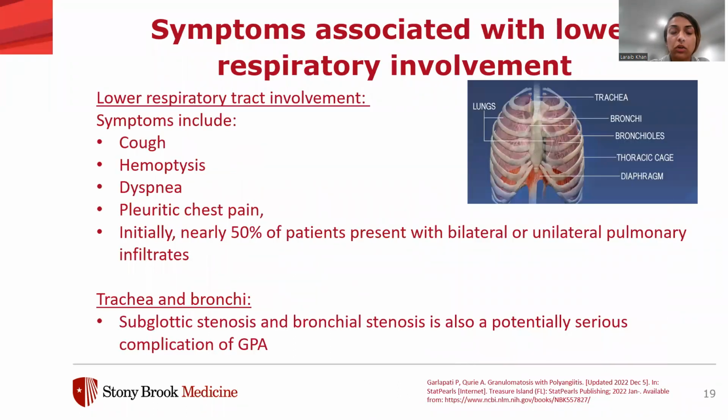So just going along with more of the respiratory tract involvement, now I'm talking about the lower respiratory tract involvement. Some symptoms that a person would have with this would be dyspnea, cough, and nearly 50% of patients present with bilateral or unilateral pulmonary infiltrates. And then, like I mentioned before, with the trachea and bronchus, there could be stenosis, and that's a serious complication because there would be a narrowing of your trachea and bronchus, and that could lead you to having shortness of breath or just not being able to breathe.